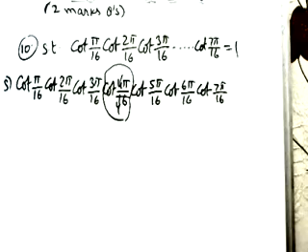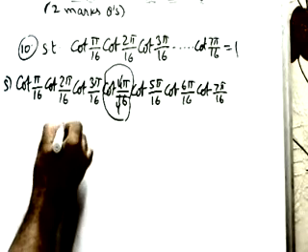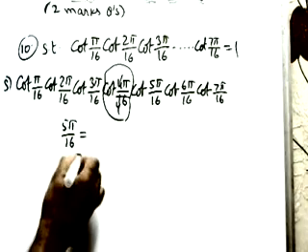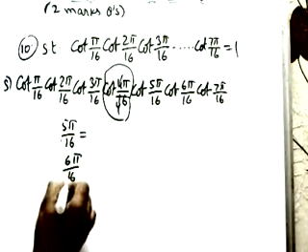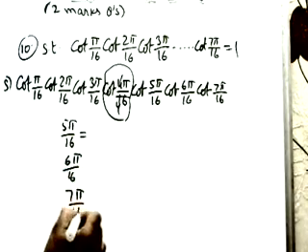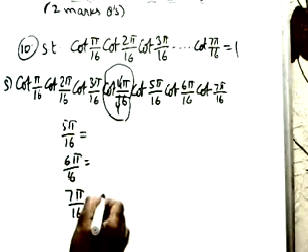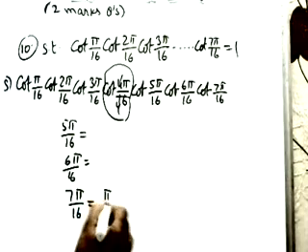Now you keep these 3 as they are. You must change the other 3 angles. What are the angles? 5 pi by 16, then 6 pi by 16, then 7 pi by 16. We have to change these 3 in terms of pi by 2. I'll explain how to change.